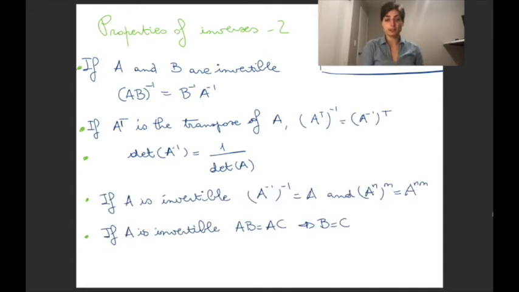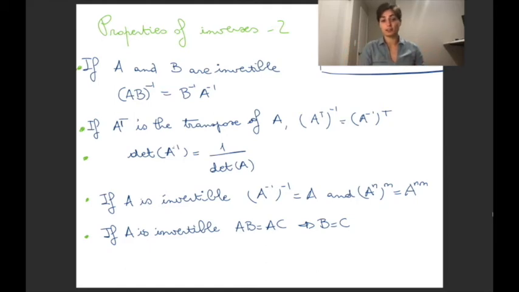If A is invertible, then you know that the inverse of the inverse is A itself. So you have this double loop. You come back. And for any natural numbers n and m, A to the power n, all of it to the power m, is equal to A to the power n times m. So you can do the multiplications in any order and it's still fine.